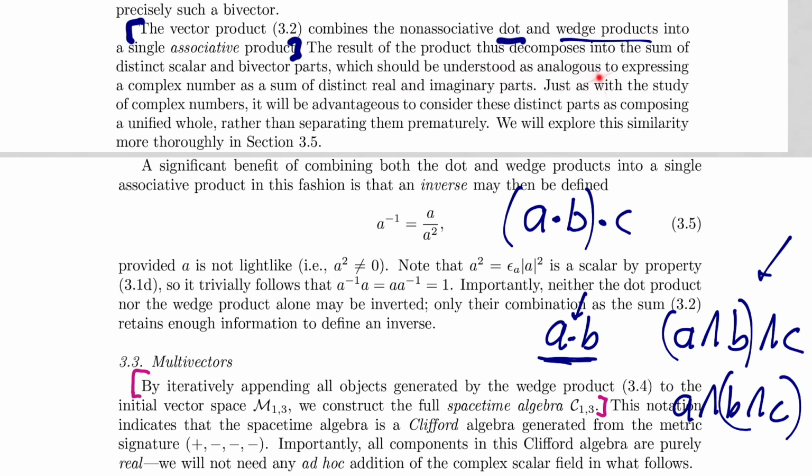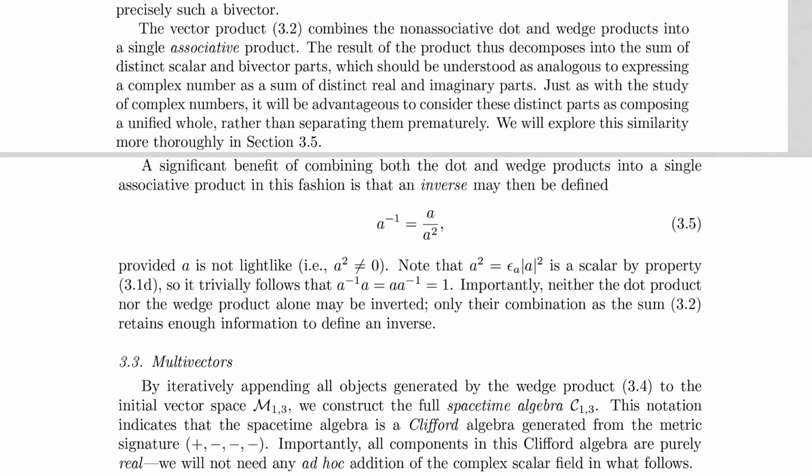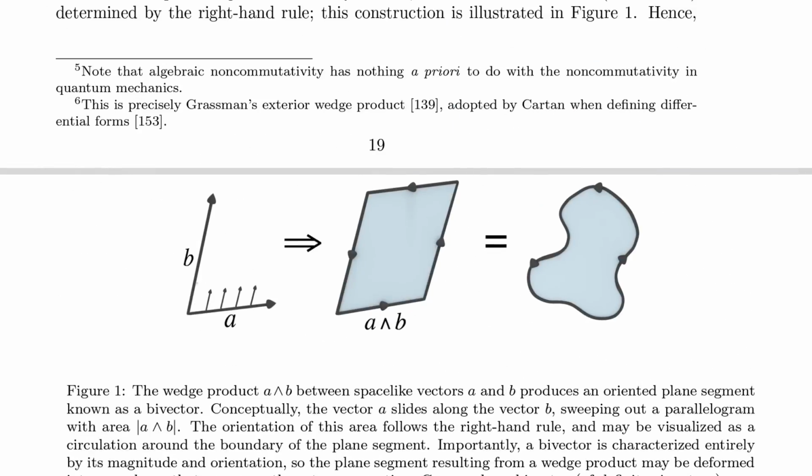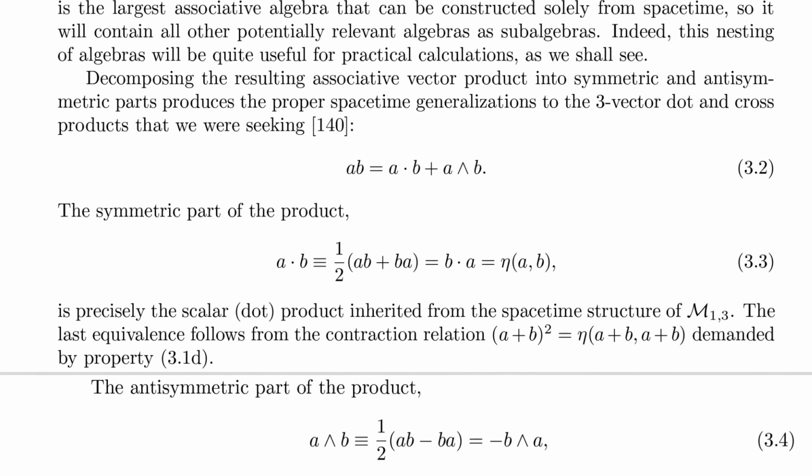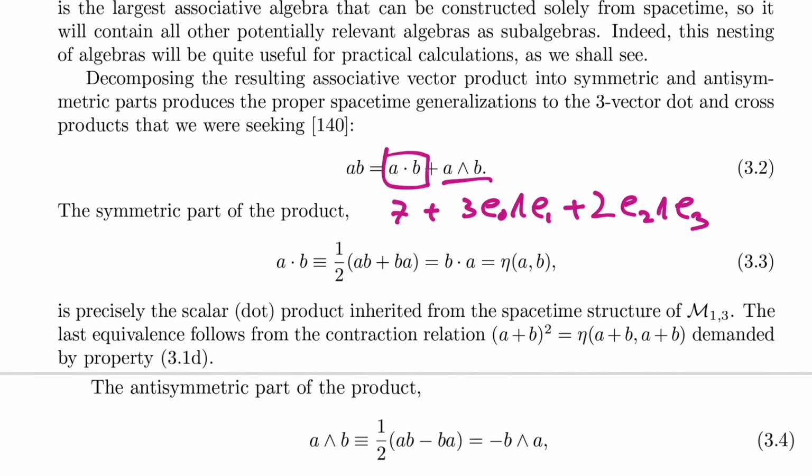The result of the product, the spacetime product, thus decomposes into the sum of scalar and bivector parts, which should be understood as analogous to expressing a complex number as the sum of distinct real and imaginary parts. Okay, so this is the hand-waving argument of why you can add a scalar to a bivector, because that's what's going on here. This is a scalar and that's a bivector. So this is a real number like 7, and this is 3E0 wedge E1 plus 2E2 wedge E3. That's a bivector right there.